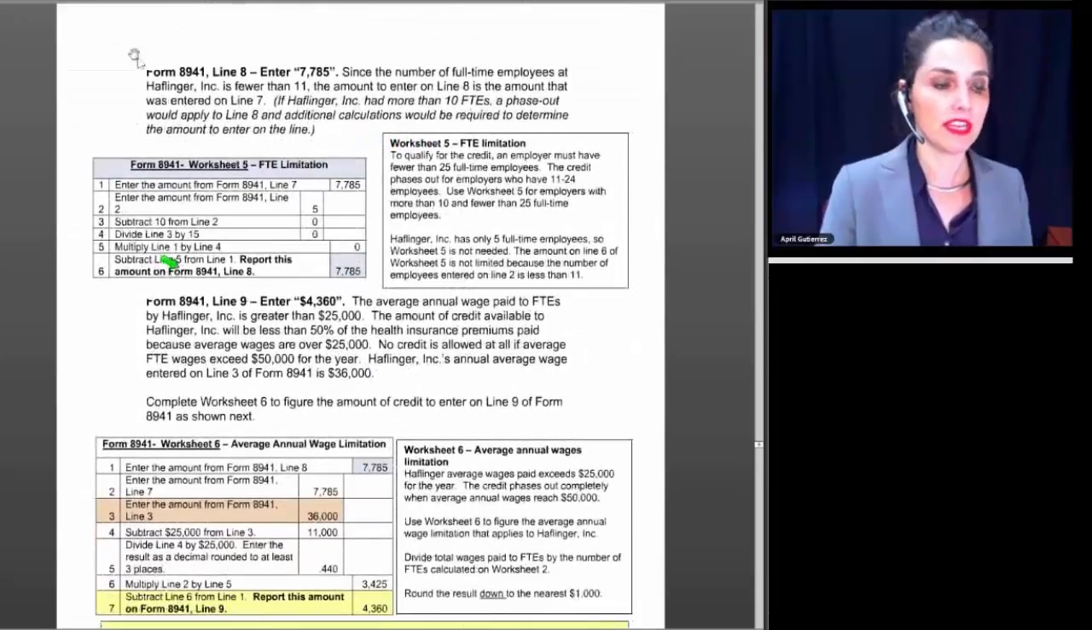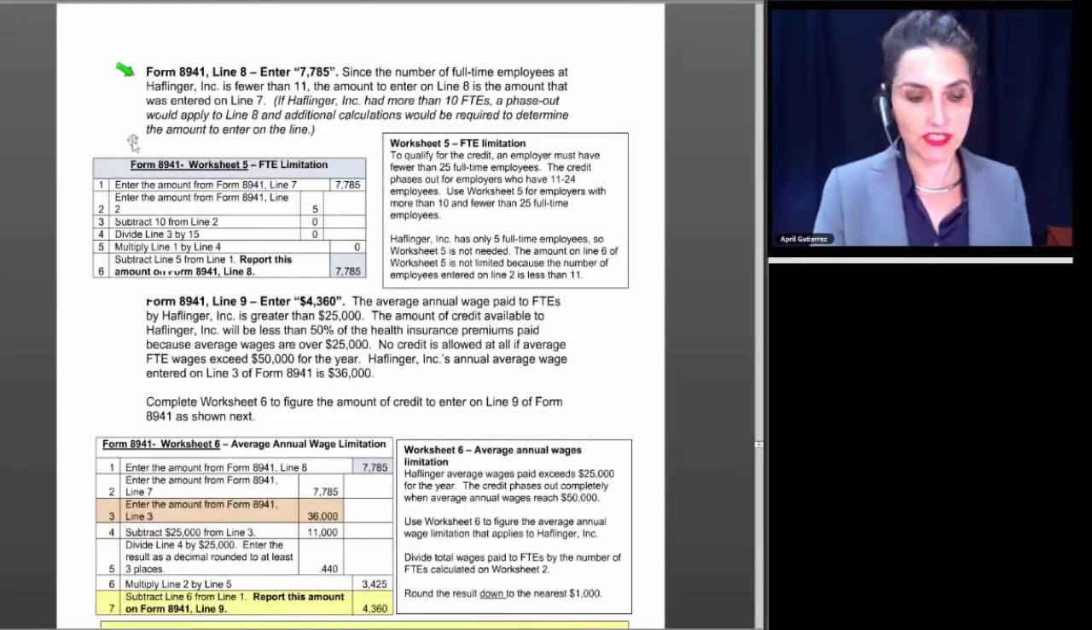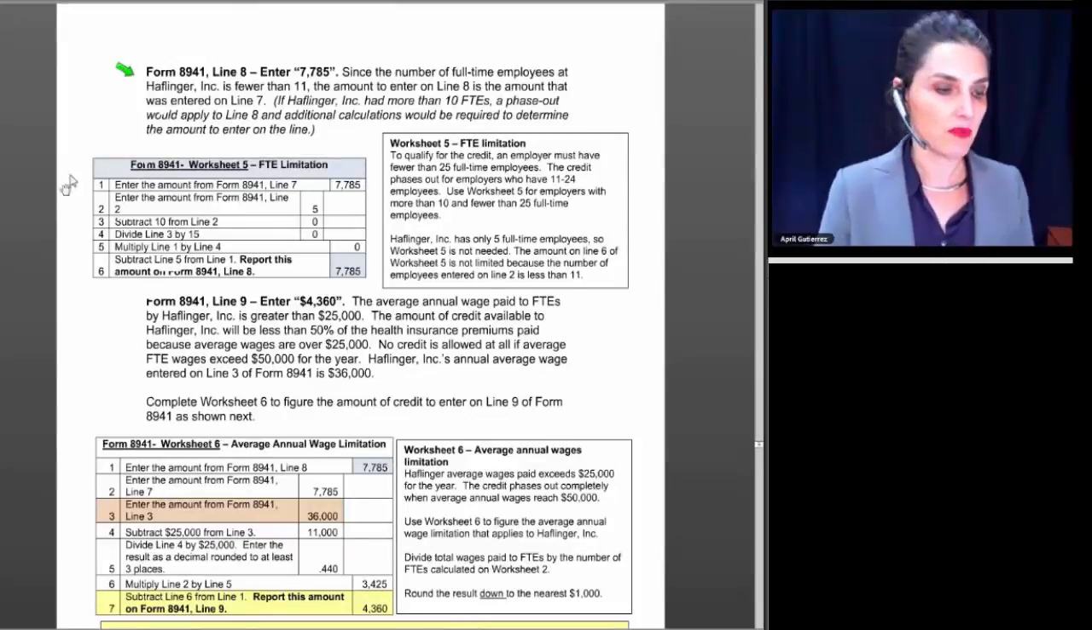Firstly, I do worksheet 8. Technically, I don't have to do worksheet 8. The math in my head already tells me we're at 5, which is less than 10, but I filled out the worksheet anyway just to show you how it works.